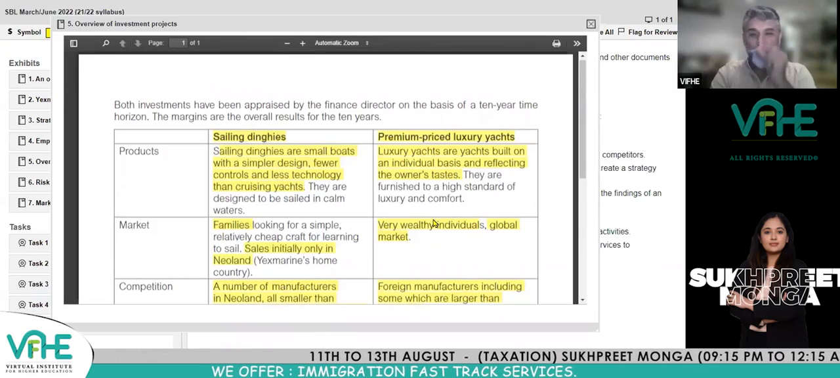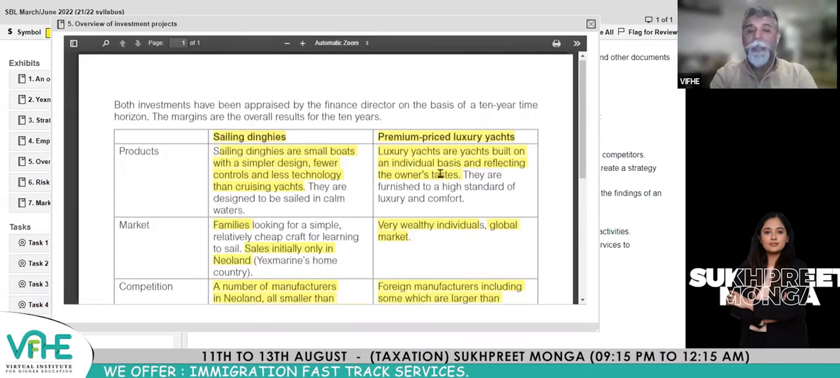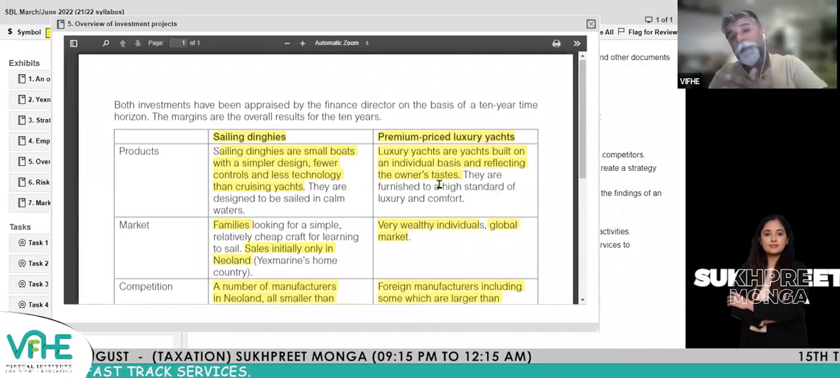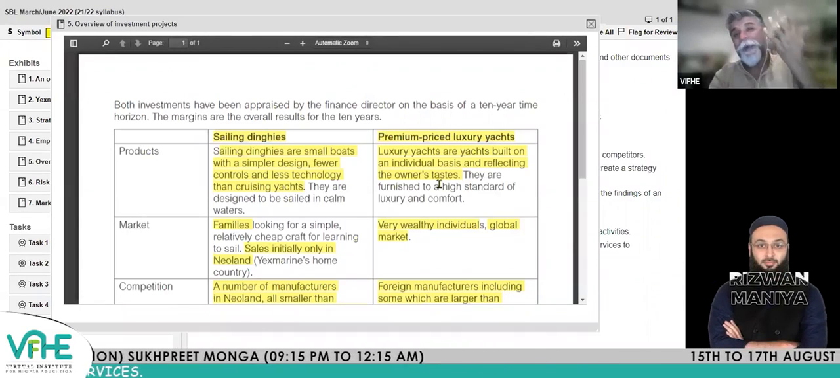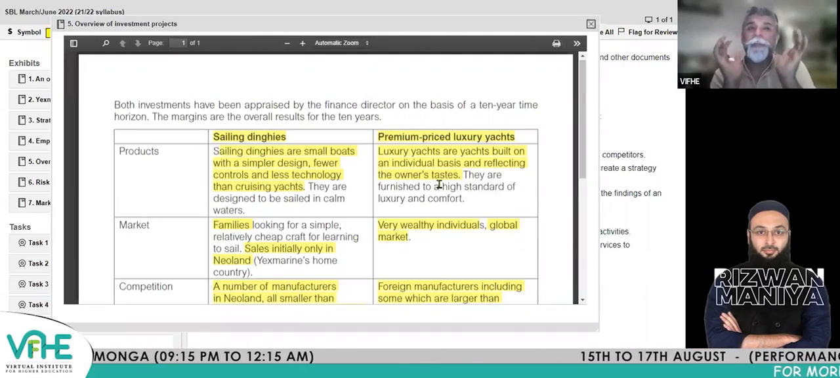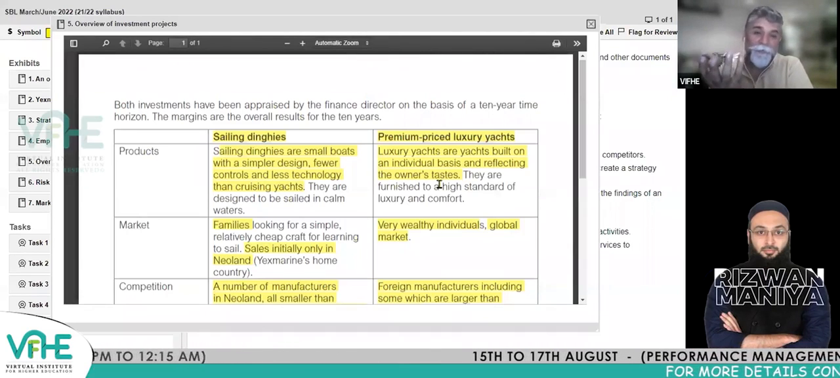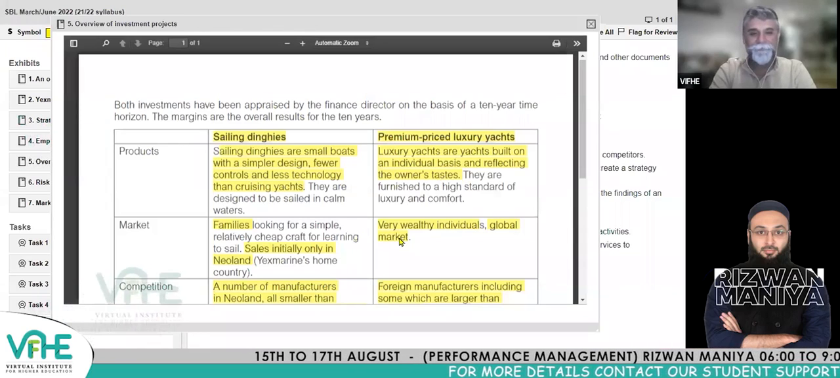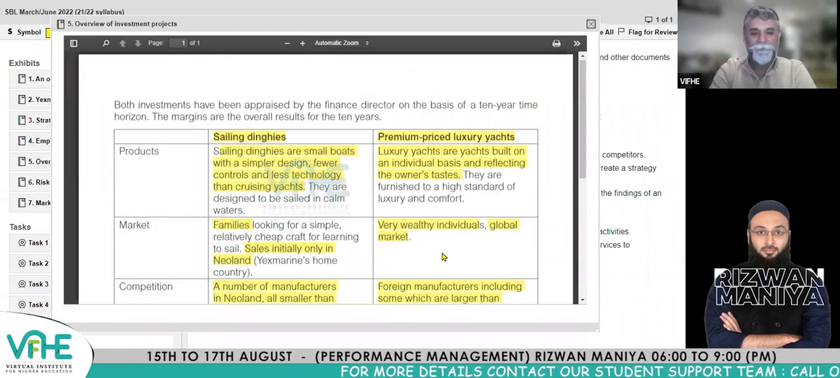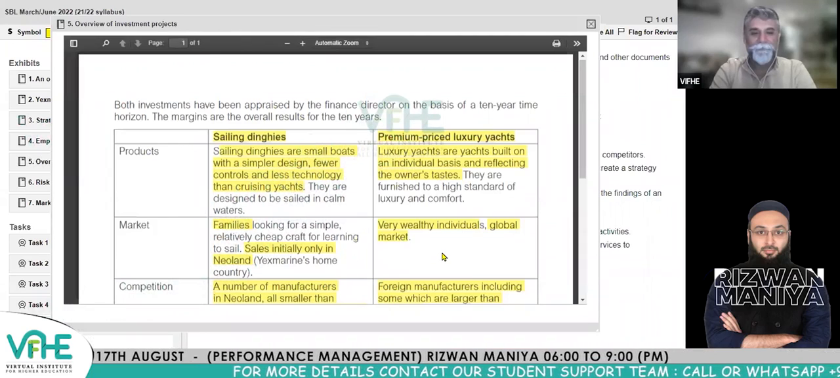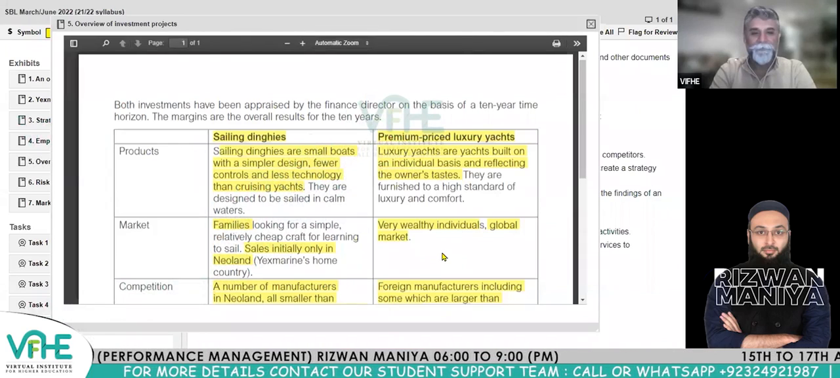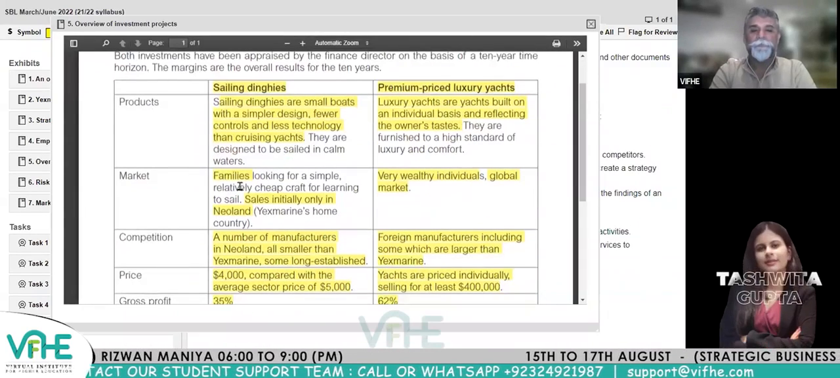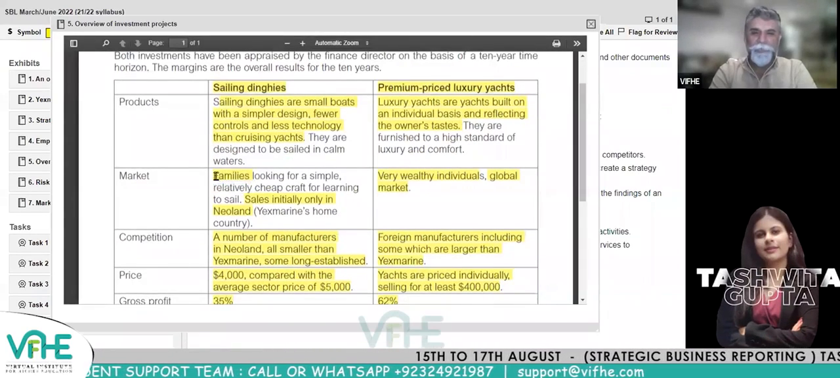So yes, that is a pro, that it's a niche market and it's a high-end market, and we do have experience. However, our experience is limited to standard yachts, and we do not have experience of customized yachts. Is that okay? All right, got it. Now, any thoughts on these ones?